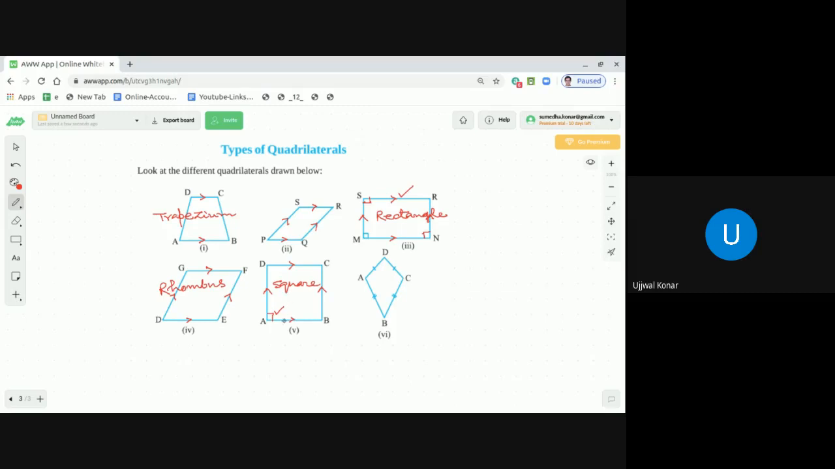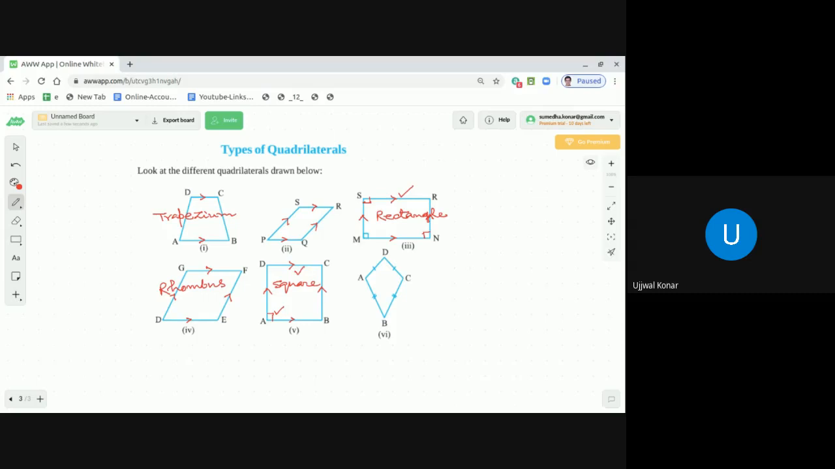But if you see that square ABCD I'm talking about, we can tell it is a rectangle also. Why? Because it satisfies the definition of a rectangle. What is that? It is a parallelogram with one angle of 90 degrees, which is angle A. Similarly, we can say that the square ABCD is a rhombus. Why? Because it satisfies the definition of a rhombus. What is the definition of a rhombus? A rhombus is a parallelogram with all the four sides equal. That is what we define as a rhombus.